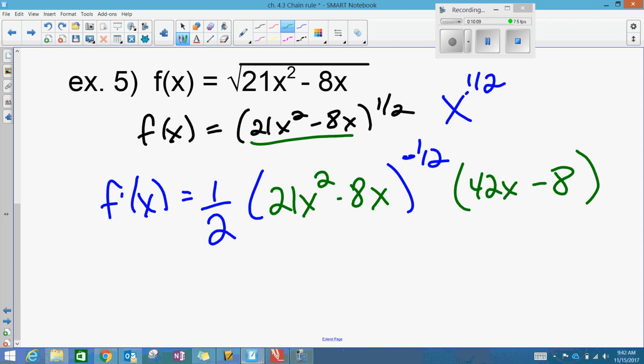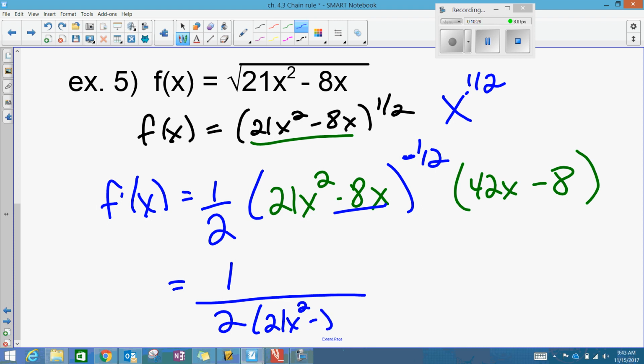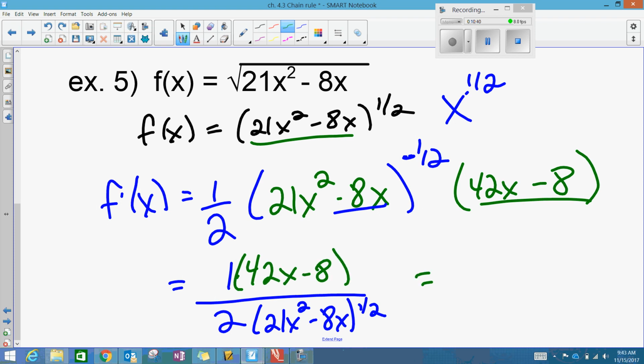Okay? Now, to clean this up, let me go back to blue. So now to clean this up, I've got my 1/2. I'm going to take this down. So 21x squared minus 8x to the positive 1/2. And I'm going to bring this over. So 42x minus 8. Okay? Now 42 and 8 are both divisible by 2, right?